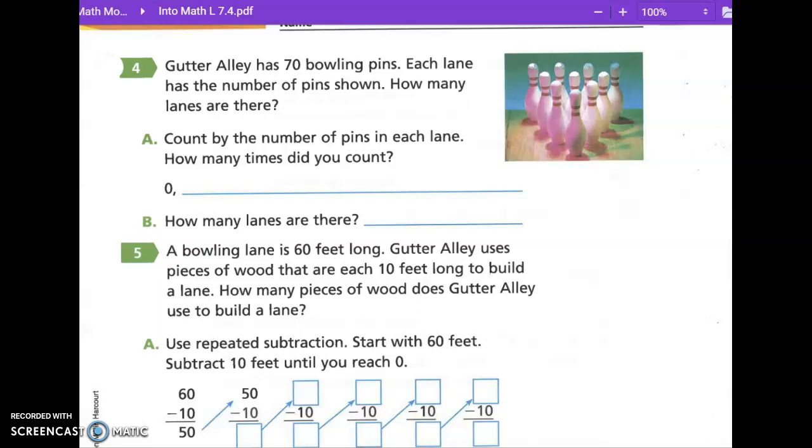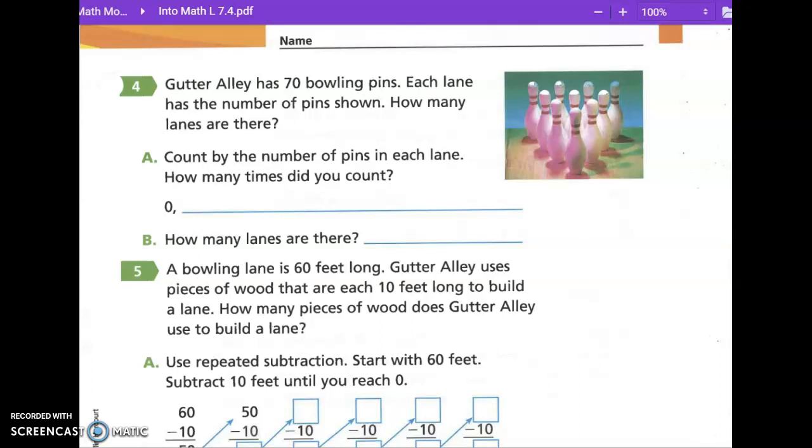This is a funny name for a bowling alley. Gutter Alley has 70 bowling pins. Each lane has the number of pins shown. So we have 70 bowling pins, and we have to go over here to count the pins. Count by the number of pins in each lane. How many times did you count? How many bowling pins are in that picture?